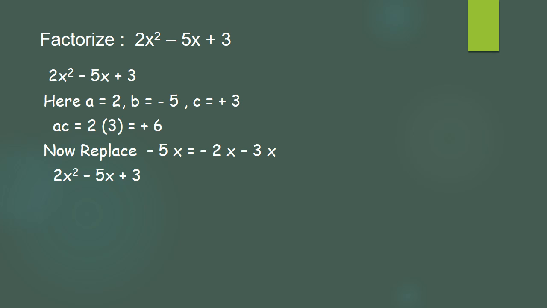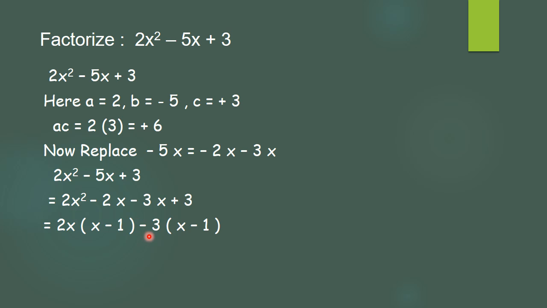2x square minus 5x plus 3. We'll replace it as 2x square minus 2x minus 3x plus 3. Now what is common from these two terms? 2x is common. From here it is left x minus 1, minus 3. Just as we have stated, whenever a minus sign is common, the sign of each and every term changes. And so we get again here x minus 1.